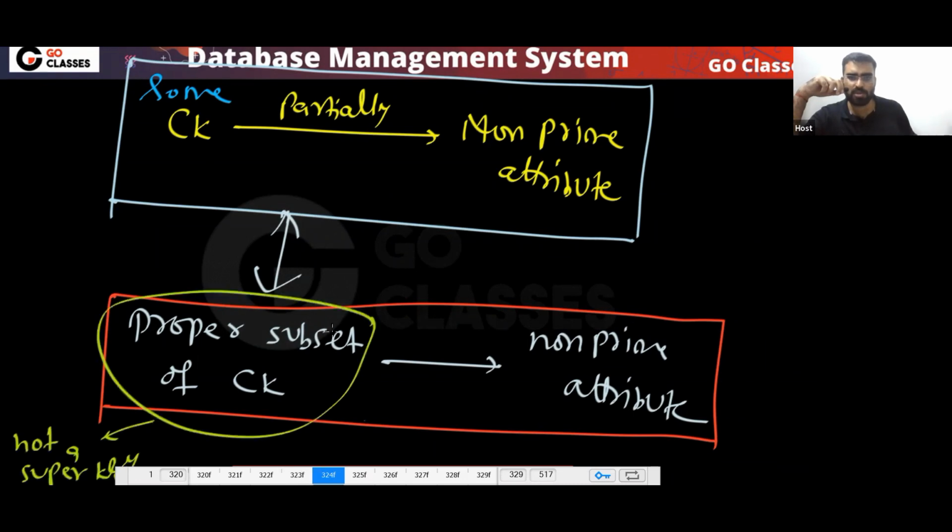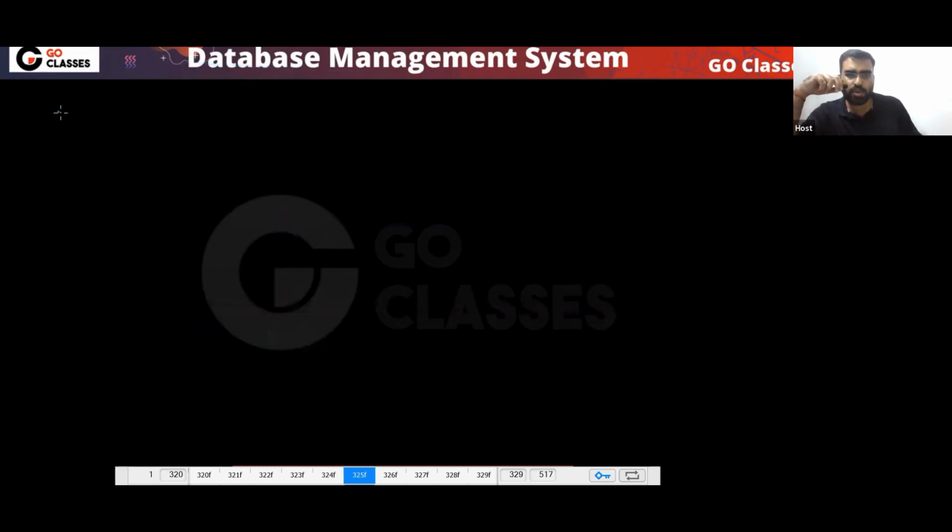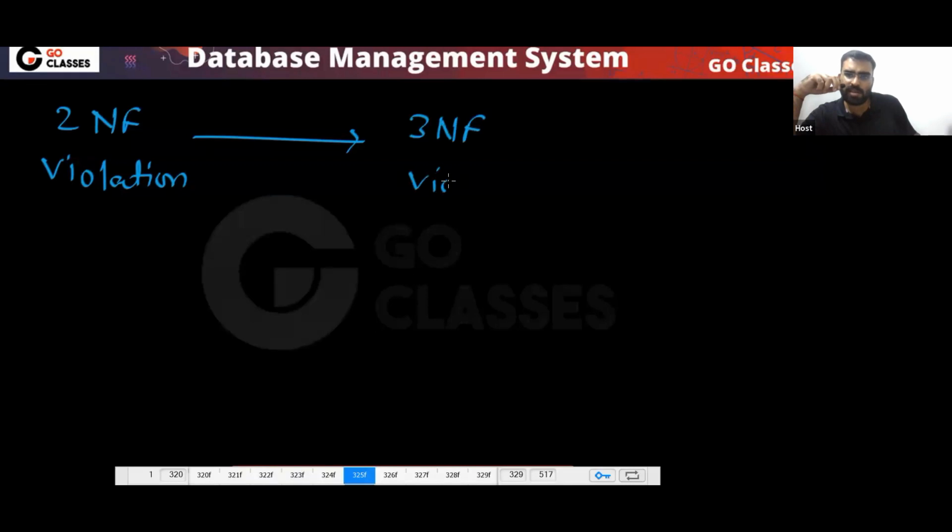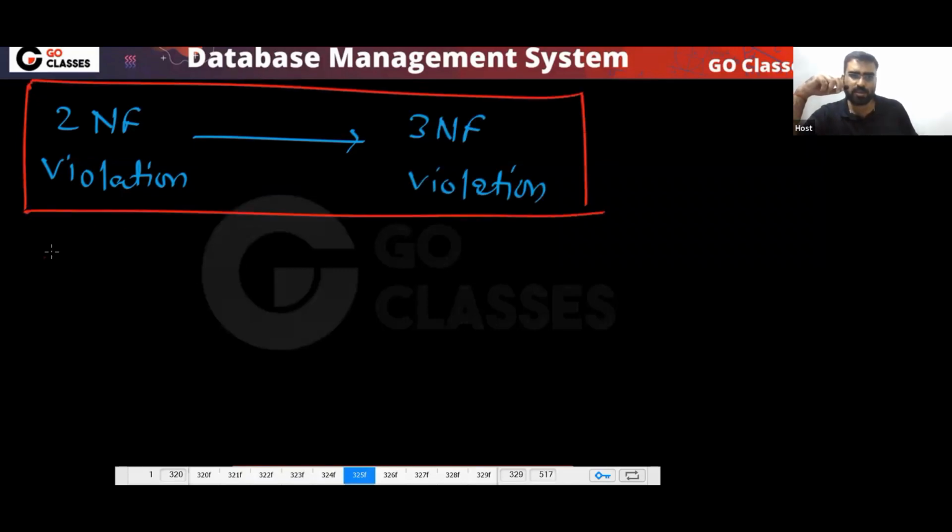Okay, this is equivalent to this. This is also a 2NF violation. And you can notice that this is a 3NF violation also. Yes or no? Now, can I say that a 2NF violation implies a 3NF violation? If you have a 2NF violation, then automatically you have a 3NF violation, right? So this is the idea, very simple.